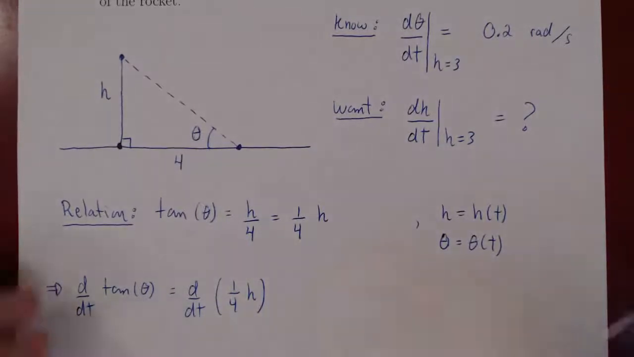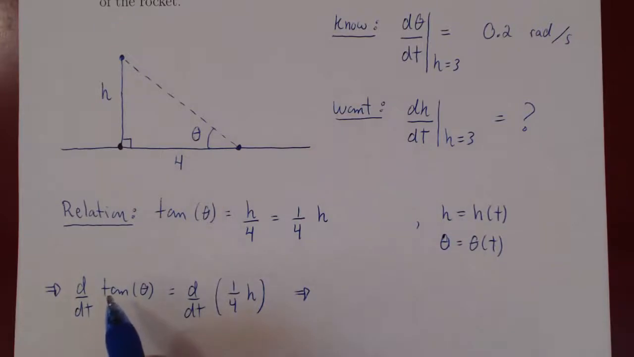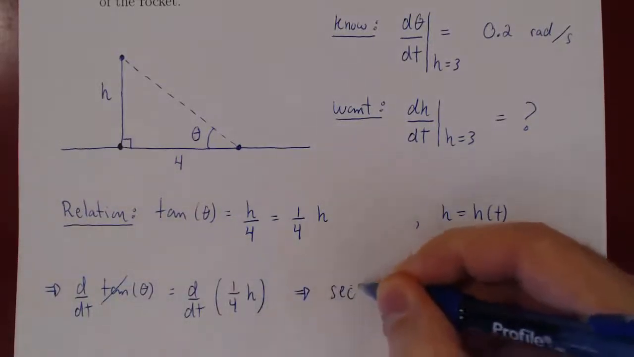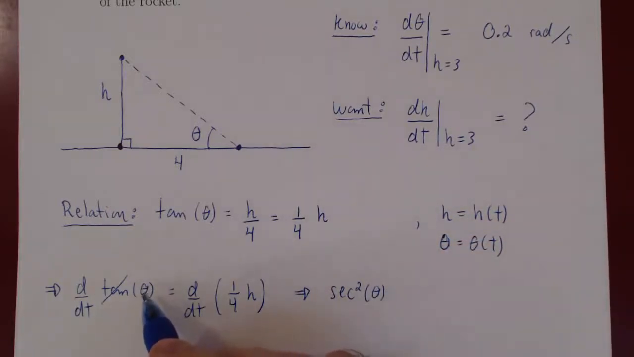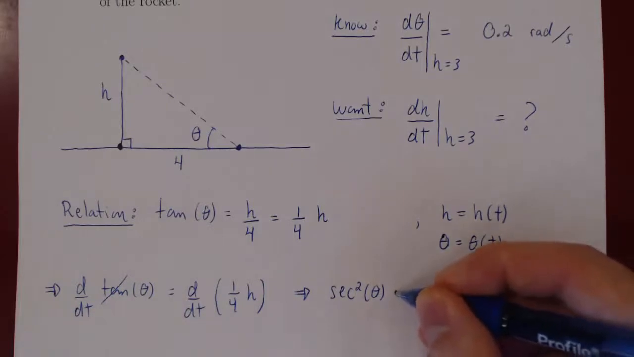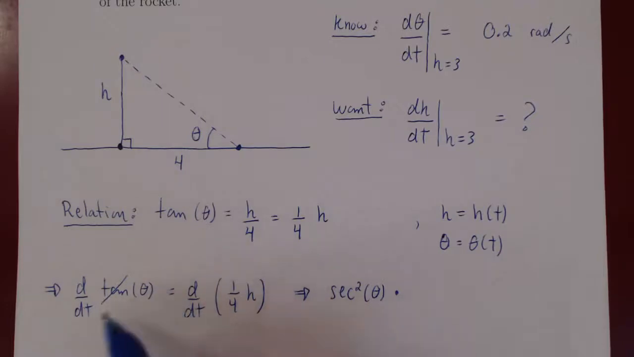Well, let's differentiate. This is tangent of theta. The tangent is the outside function. The derivative of tangent is secant squared of what's inside, theta, but be careful here. It's not just secant squared of theta because there is a theta left over, and we differentiate with respect to t. So by the chain rule, this is times d theta over dt.